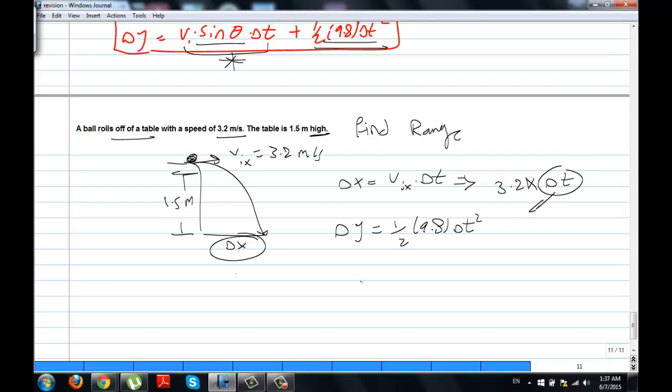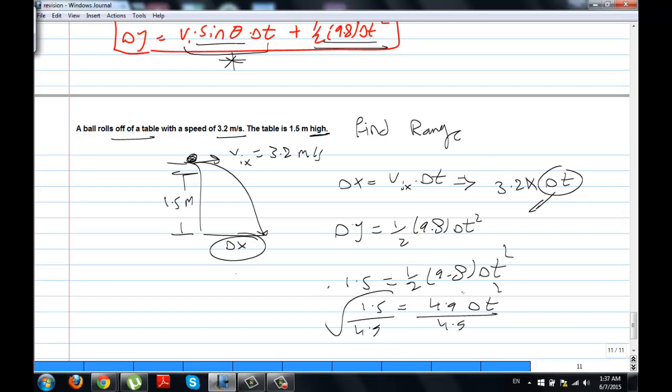So the height 1.5 is equal to half 9.8 delta t squared. Let's say that this is 4.9 multiplied by delta t squared, this is 1.5. Divide by 4.9, square root, and find the delta t in seconds, and then substitute here to find the delta x in meters.